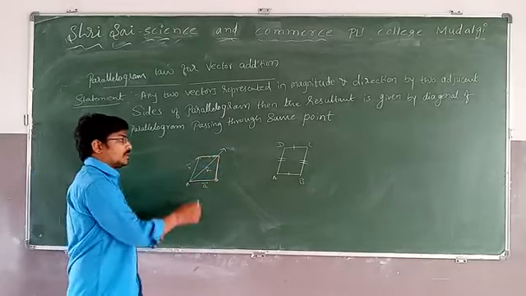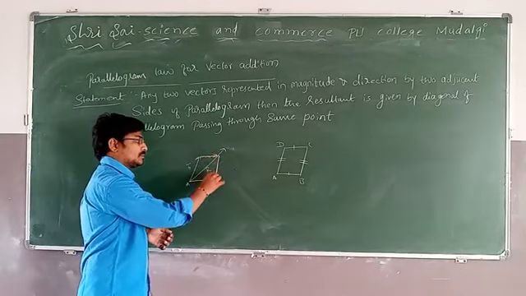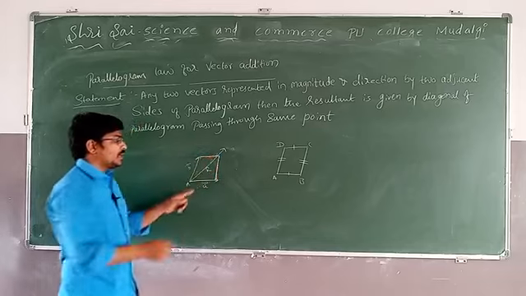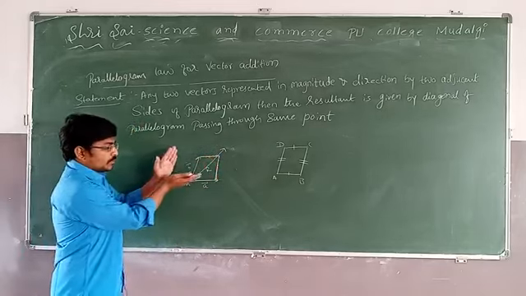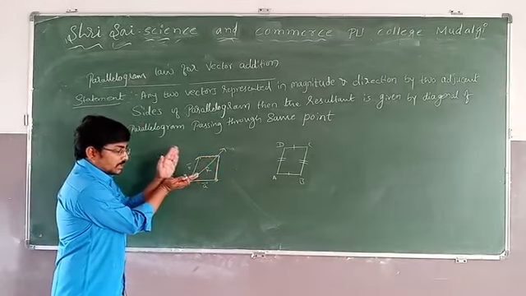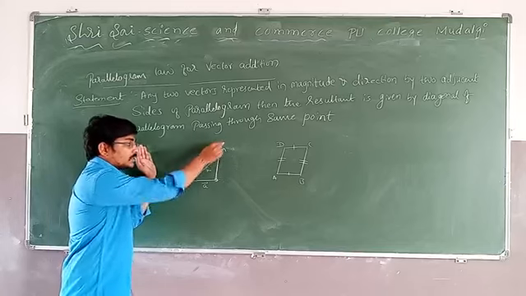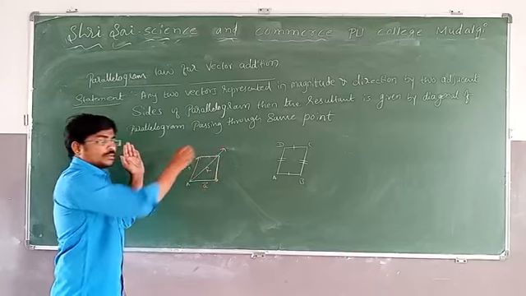If A is one vector, B is one vector, both are acting at the same point, then the resultant is acting along the diagonal of this parallelogram.